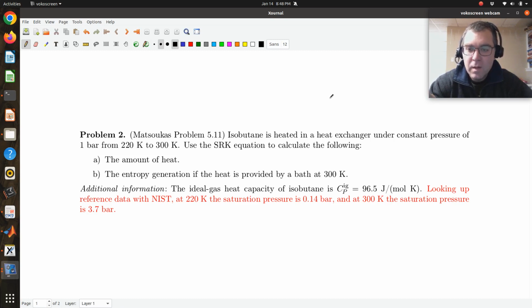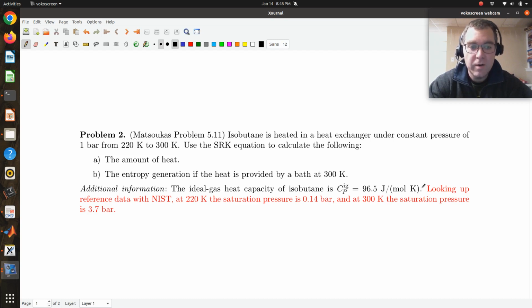Kelvin. Additional information, we're given the ideal gas heat capacity of isobutane. All right, so it's constant and equal to 96.5 joules per mole Kelvin. And then in red here, I have a note. My note is basically, if we use our SRK equation of state and we obtain more than one real root, we need to make a decision in terms of what root to choose.